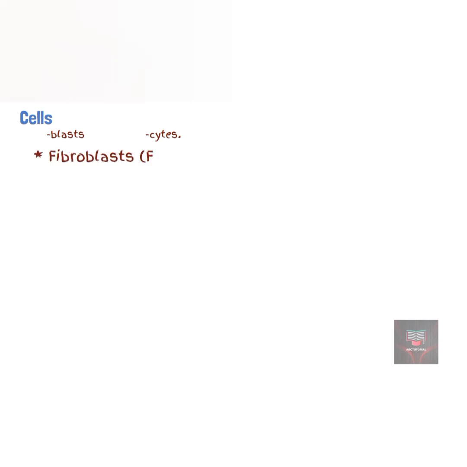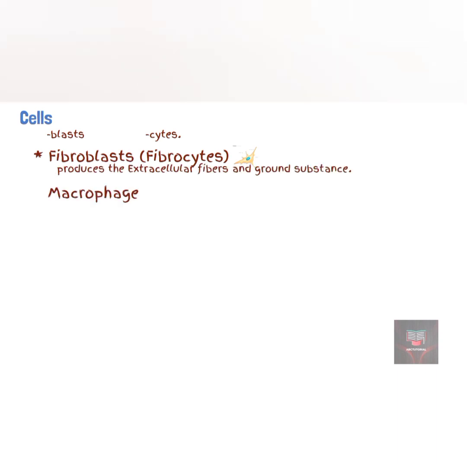Examples include fibroblasts, with the mature cells called fibrocytes. They are present in all general connective tissue and are usually the most numerous cells in the connective tissue. They produce the extracellular fibers and the ground substance. Macrophages are phagocytes that develop from monocytes, which is a type of white blood cell. They are involved in immune response and inflammation. Mast cells are involved in the inflammatory response and immune reaction.